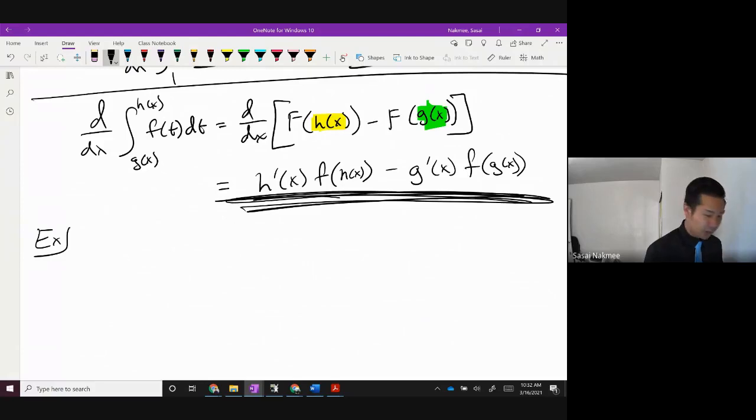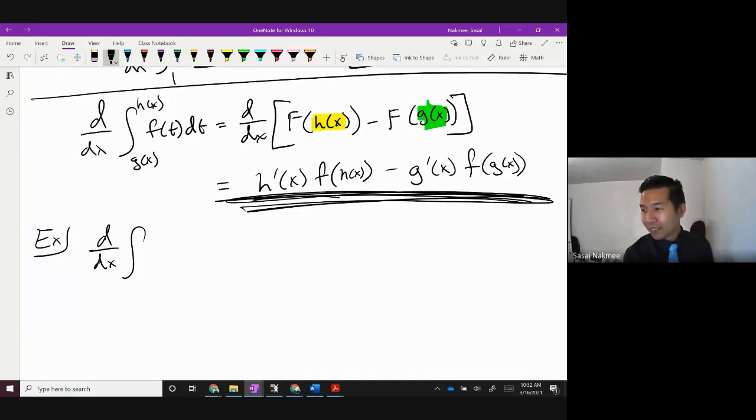So let's say I was asked here to find the derivative with respect to x of the integral. Let's go with this one right here. This one looks fun. X squared to x plus x squared of the square root of t times tangent of t dt.